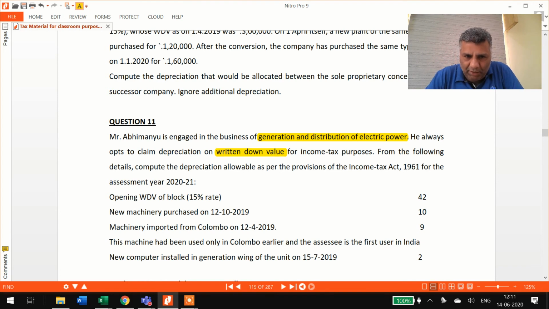Opening WDV, new machinery purchased on 12/10, machinery imported from Colombo on 12/4. The machine has been used only in Colombo earlier and the assessee is the first user in India, so he will get the additional depreciation. If somebody else has used it outside India, it is still new for our purposes. We can see it is new for our purposes, so you'll get the additional. New computers engaged in generation, so clearly it's in manufacture.